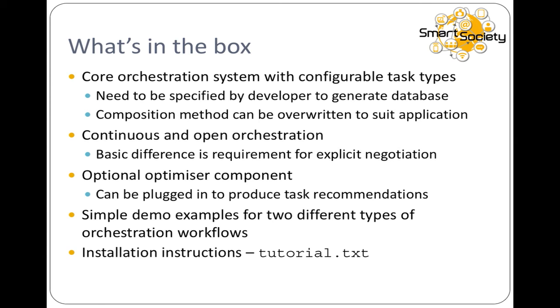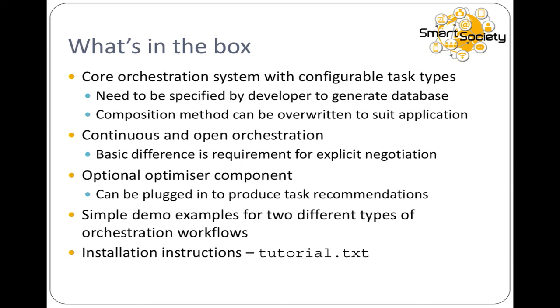The components you can download on our website contain the core orchestration system, which allows the developer to configure the task types used by the application you want to develop. These task types, specifying what the attributes are and how these can be matched, need to be specified by the developer at design time, before generating the database of the system. And then, of course, based on the application, the composition method may have to be overwritten to suit the needs of the application. So you will have to specify what constitutes a viable task given the different task requests posted by the users.